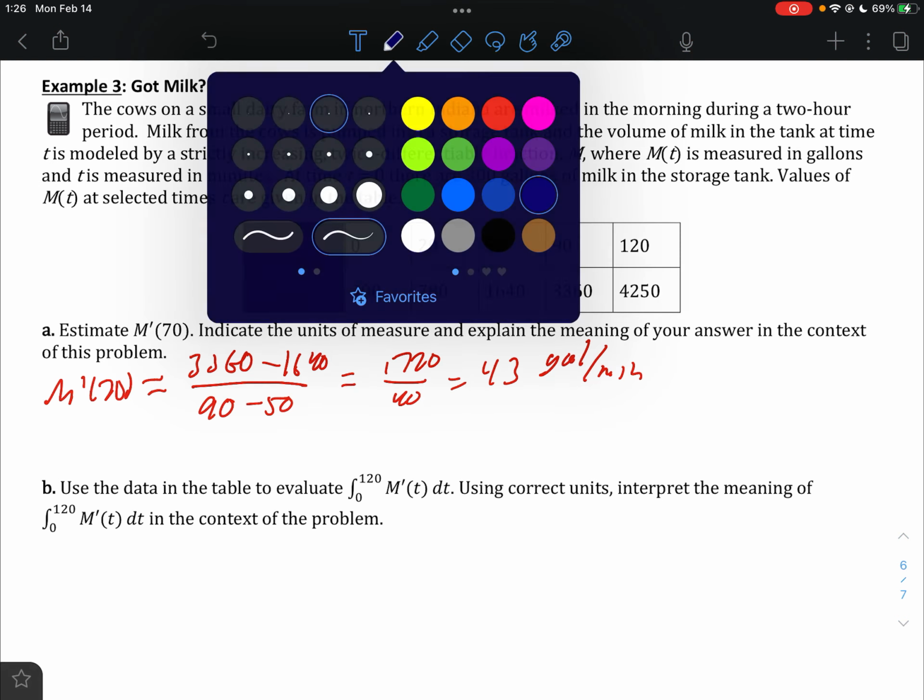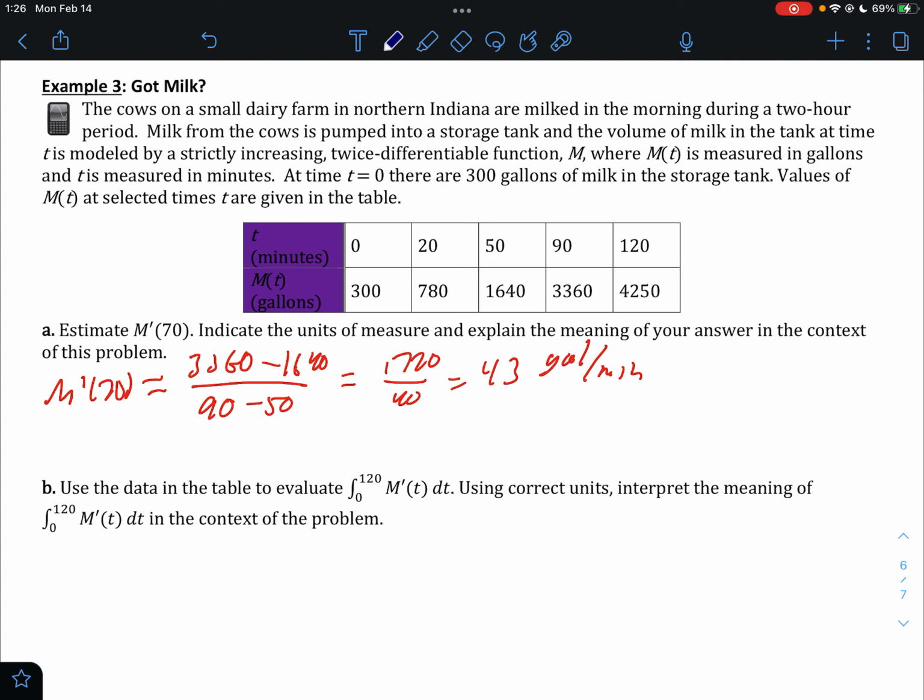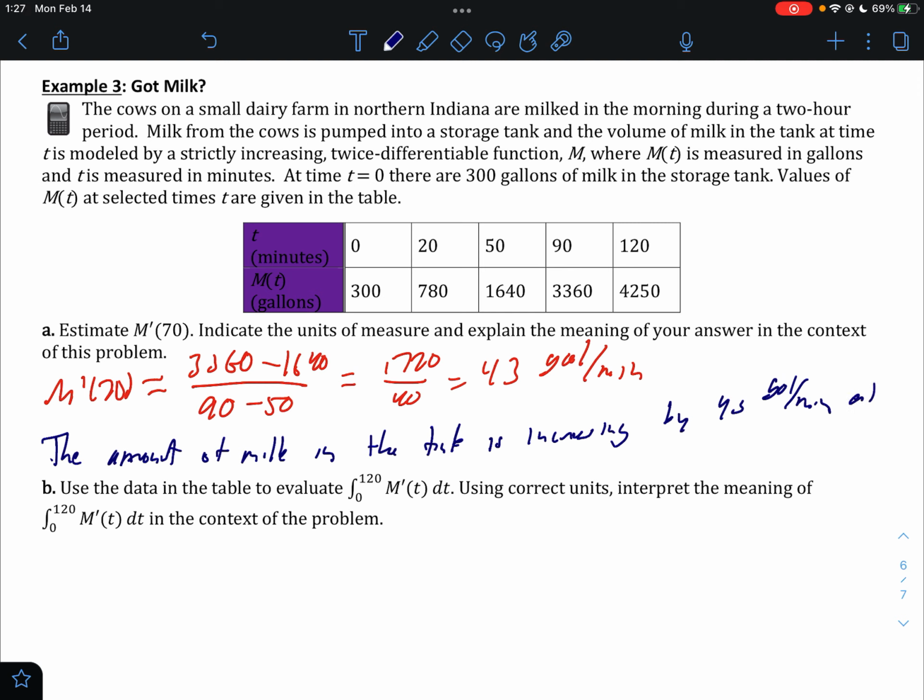Okay, then it says to indicate units of measure. We got that. And explain the meaning of your answer in the context of this problem. So this is at 70, and we're talking about the amount of milk in the storage tank. So we would say the amount of milk in the tank is increasing by 43 gallons per minute at time t equals 70 minutes.